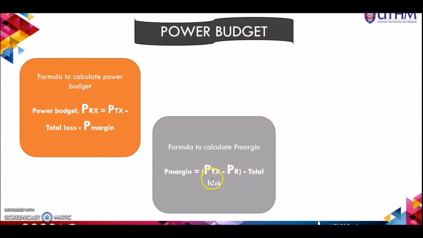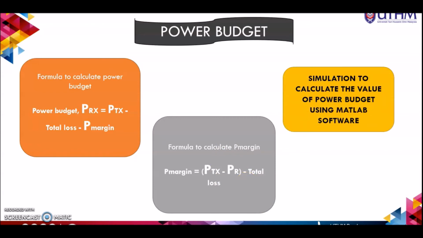PTX is the same value, which is the power transmitter. PR is the power minimum at receiver, which in this project we are using negative 26. Then the total loss is the total loss for the cable loss. Okay, we use simulation to calculate the value of power budget using MATLAB software.